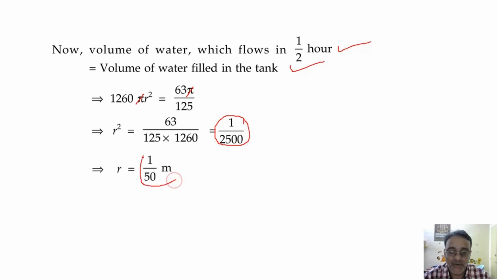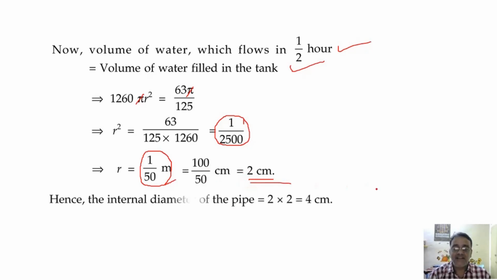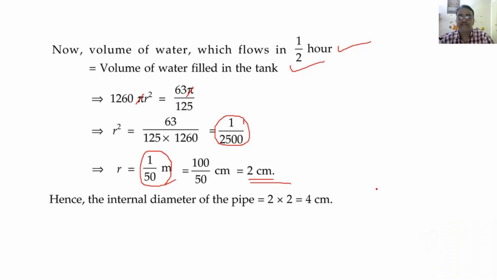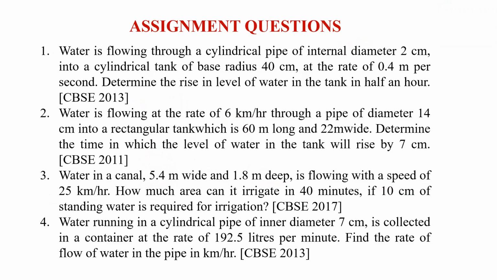So convert to centimeter. So what you have to do? Into 100. Right, into 100, or 100 by 50, we'll get 2 centimeter. So finally the diameter will be equal to 2 into 2, that is 4 centimeter. Any doubt in this question? No, sir.